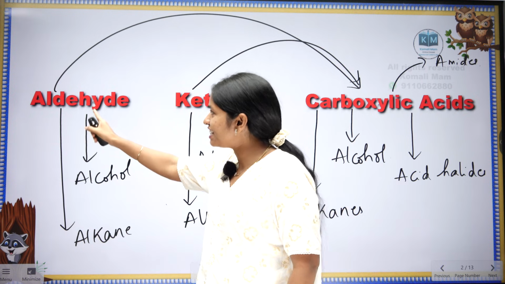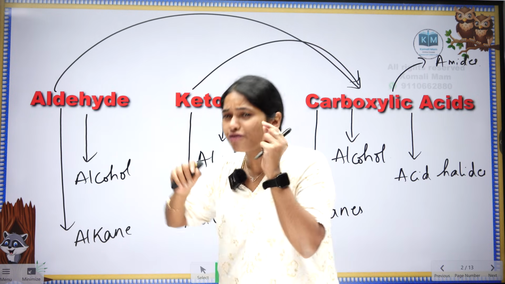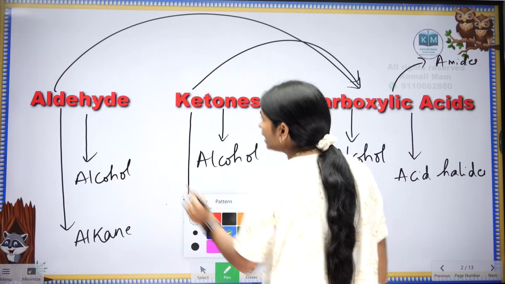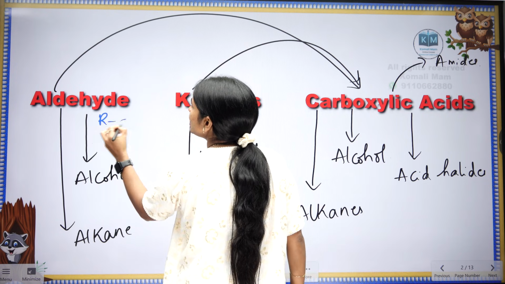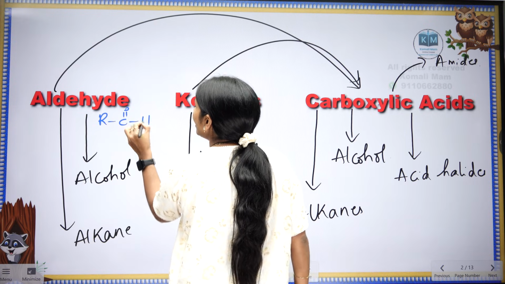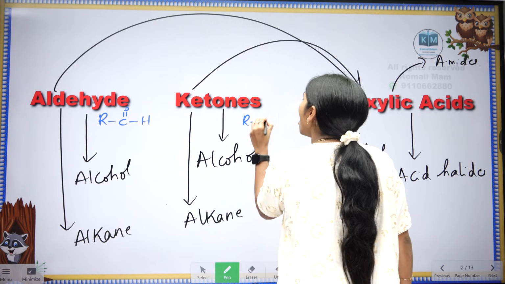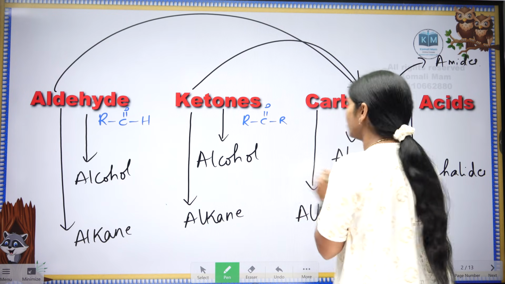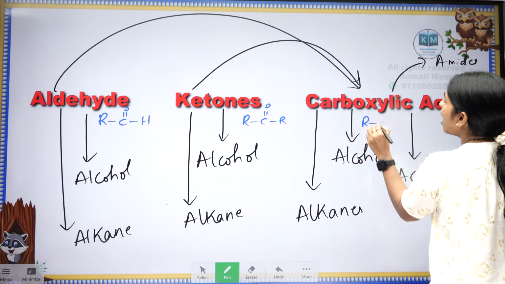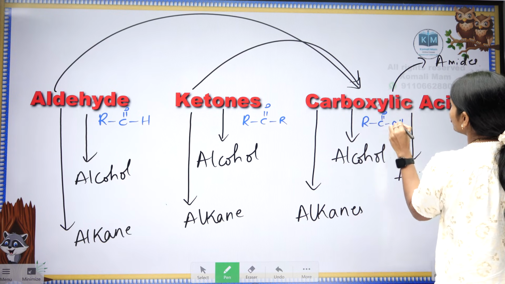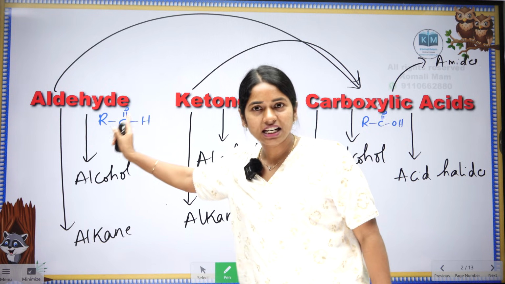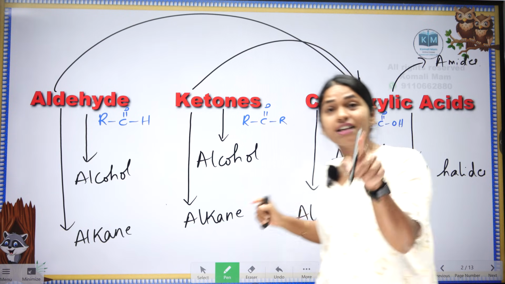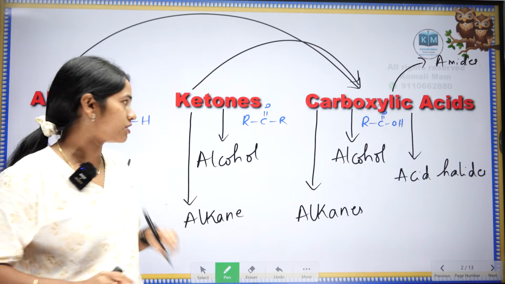Okay, let us see. First, the general formula of an aldehyde. What is the aldehyde general formula? Tell me. Aldehyde general formula is R C double bond O H. Ketones general formula is R C double bond O R. These 2 groups may be same or different. Carboxylic acid is R C double bond O OH. Repeat: aldehyde R C double bond O H, ketones R C double bond O R, carboxylic acid R C double bond O OH.